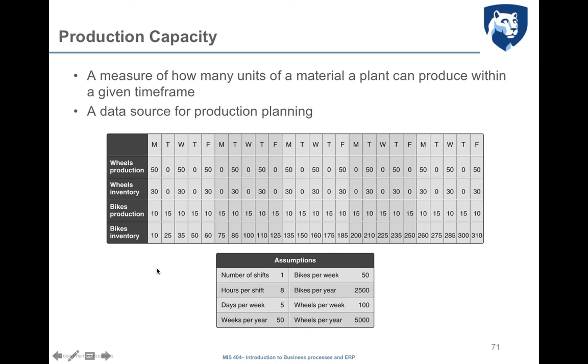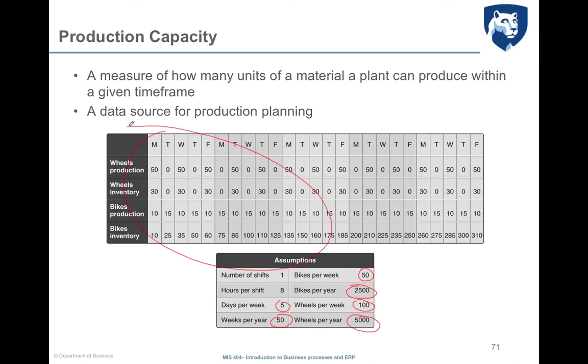Here you can see an example of a production plan for the Dallas plant using full capacity. According to the assumption that the Dallas plant works one shift, 8 hours per shift, 5 days per week, 50 weeks per year, it can manufacture 50 bikes per week, 2,500 bikes per year, 100 wheels per week, and 5,000 wheels per year.